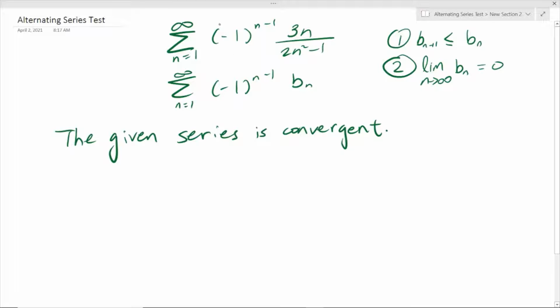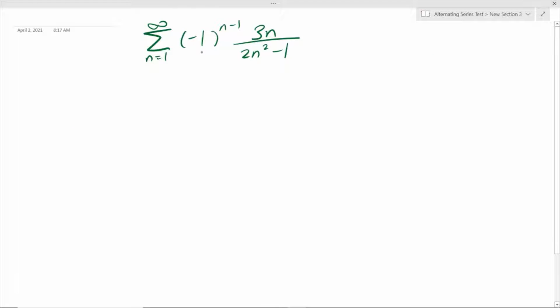So let's say if we took this given series, for example, and we proved number 1 to be true and number 2 to be true. Well, we actually haven't done these proofs yet, but let's say we did, then the given series is convergent. Okay, so now we have to determine if this series converges. So we're going to have to apply the alternating series test.